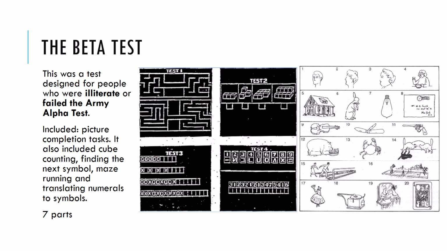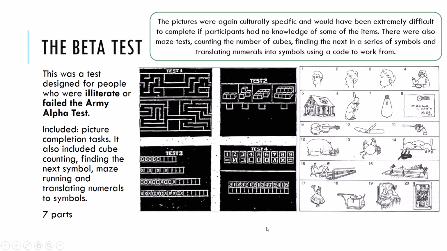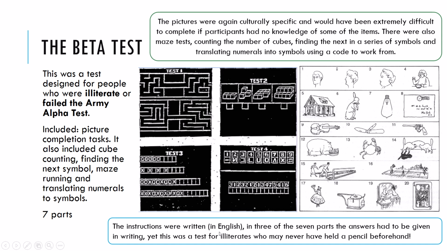Neither is playing tennis or a gramophone. Perhaps you've never played cards. And additionally, it still involves use of letters and numbers here. So if you're illiterate, how are you supposed to understand those letters and numbers? So these pictures again are culturally specific, so they'd have been extremely difficult to complete if a participant had no knowledge of some items. And again, like I said, translating numerals into symbols is a difficult code to work from if you have never seen numbers and you've never seen symbols before.